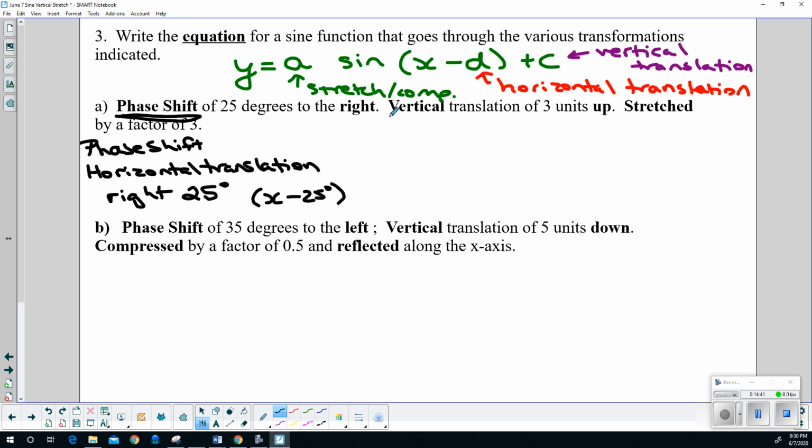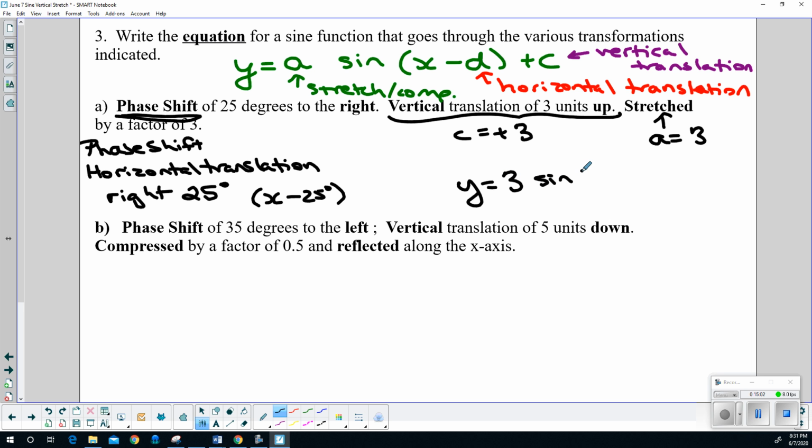Our vertical translation of 3 units up means I'm going to be plusing 3 on the outside. So that's my c value. And I've got this stretched by a factor of 3. So that means my a value is going to be equal to 3. So what does that mean my whole function is going to look like? y equals 3 sine (x minus 25). So that's my sideways to the right. And then up 3.